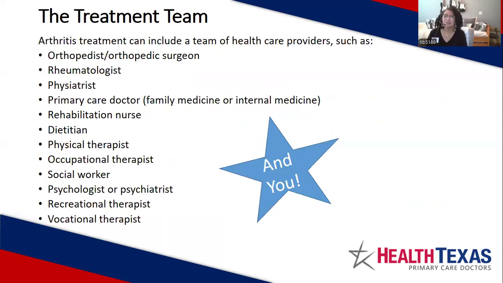Next slide. So, who's on the treatment team? Arthritis treatment can include a number of different kinds of providers. And so it's important for you to know who these are. An orthopedist or an orthopedic surgeon, they're the individual that does the surgery, of course. A rheumatologist. Now, a rheumatologist is looking at the genetics and the areas of inflammation.